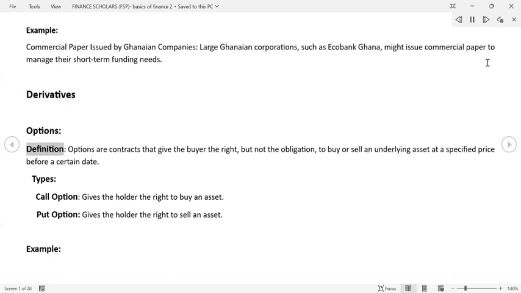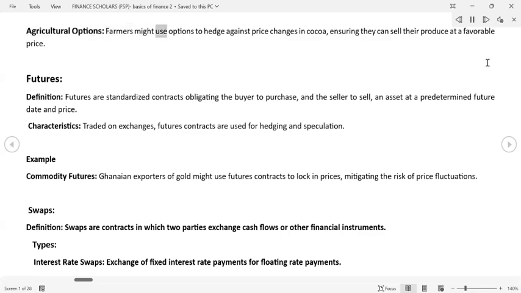Derivatives. Options. Definition. Options are contracts that give the buyer the right, but not the obligation, to buy or sell an underlying asset at a specified price before a certain date. Types. Call option gives the holder the right to buy an asset. Put option gives the holder the right to sell an asset. Example. Agricultural options. Farmers might use options to hedge against price changes in cocoa, ensuring they can sell their produce at a favorable price.